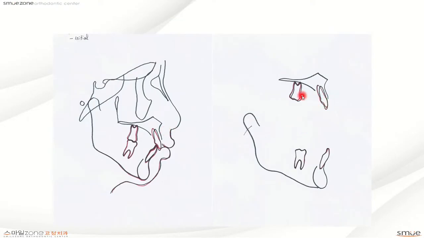Yeah, not much, but mostly it was corrected by the upper distal movement a little bit, but the lower had a small crowding and almost no changes.